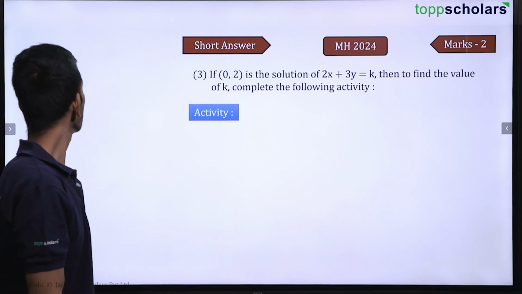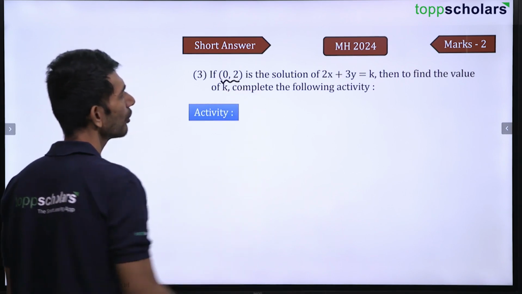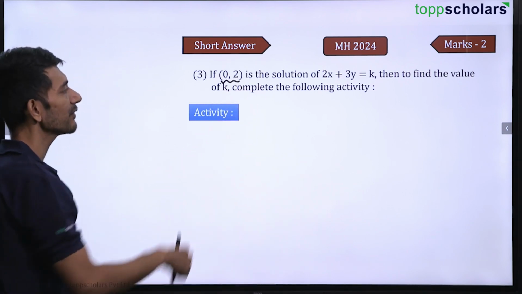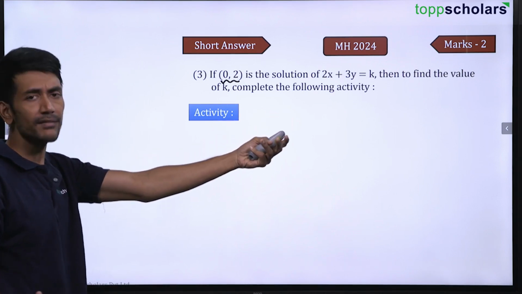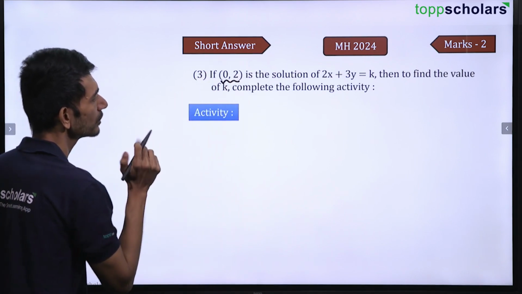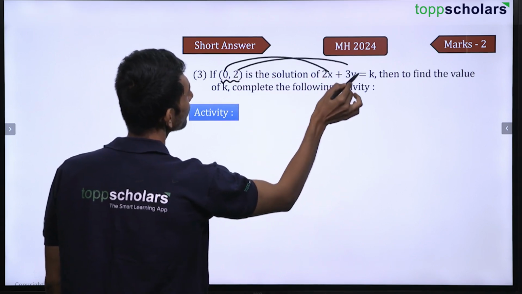Now let us have a look at a new question. It says, if (0, 2) is a solution of 2x plus 3y is equal to k, then to find the value of k, complete the following activity. Let us forget about the activity. Let us see whether we can find out the value of k directly or not. (0, 2) is the solution. What is the meaning of that? You can put x as 0 and y as 2.